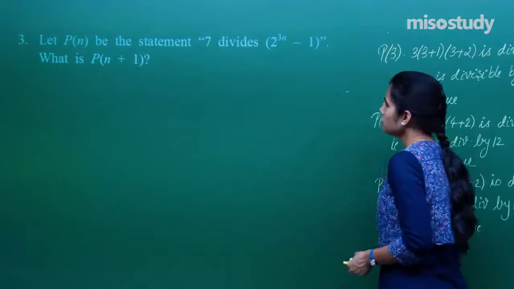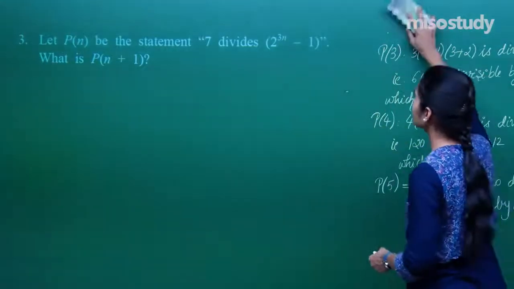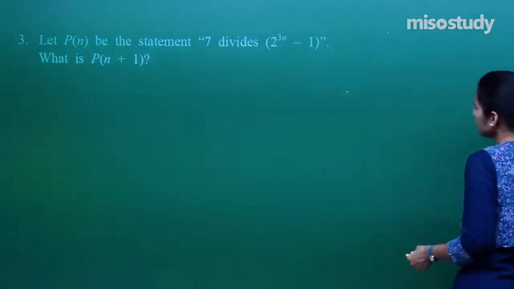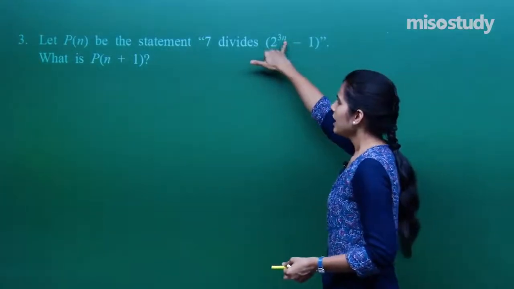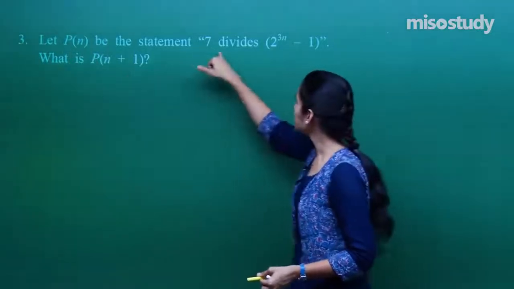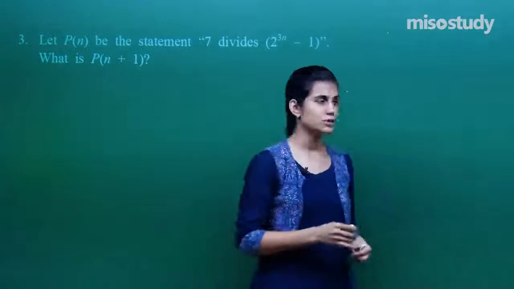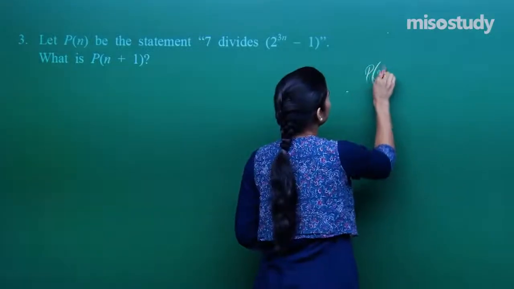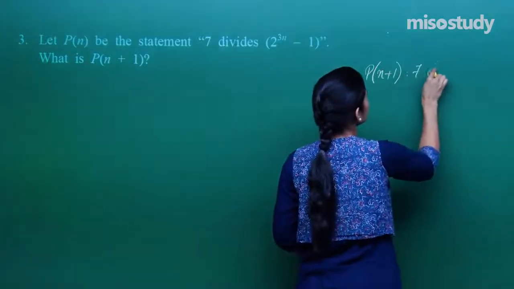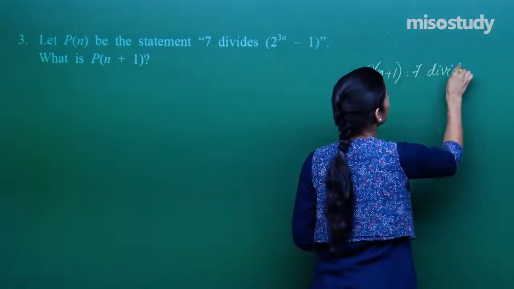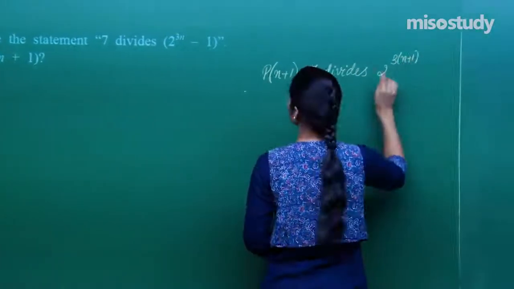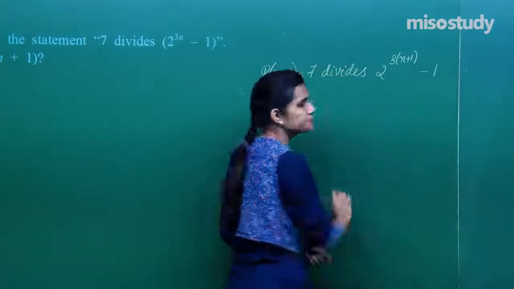Next question we have, Pn is representing the statement 7 divides 2 to the power 3n minus 1. What is Pn plus 1? Clearly, if you have a statement in terms of n and that is represented by Pn, what would be the statement Pn plus 1? It would be the same statement with n replaced by n plus 1. So, Pn plus 1 would be nothing but 7 divides 2 to the power 3 bracket n plus 1 in place of n, minus 1.